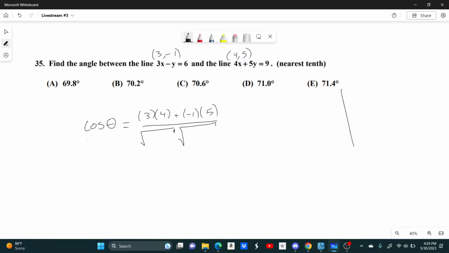So imagine that you had a coordinate plane. And so 3, -1 would be right here. 4, 5 would be right there. The magnitude is just the distance from the origin to that point. So for 3, -1, you can use some distance formula or Pythagorean theorem, however you want to think about it. So 9 plus 1 gives you 10. And then 16 plus 25 gives you 41. And so now we can solve for the angle between these. So you should get 0.346. Take the inverse cosine, you get 69.8 degrees. Yep, that's answer choice A.